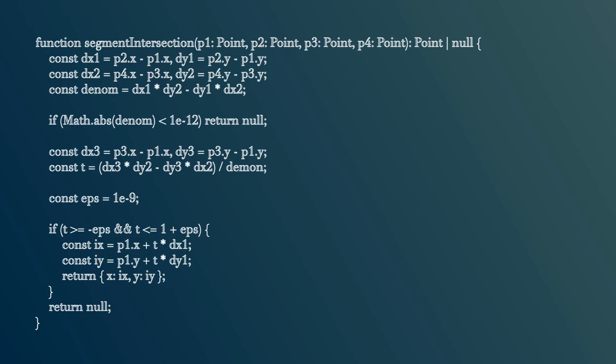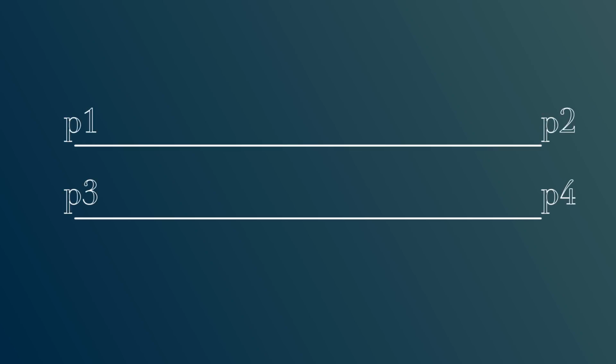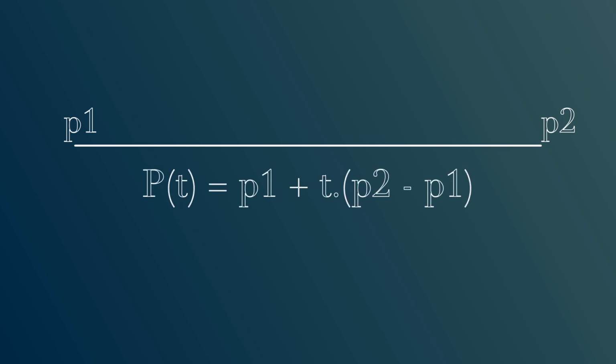So, this function is all about finding the intersection point between two line segments. Let's say the first segment goes from point P1 to P2, and the second segment goes from P3 to P4. To tackle the math, we first rewrite the line from P1 to P2 using something called the parametric form. It looks like this. Now you might be thinking, what exactly is this parametric form? Don't worry, it's actually very intuitive.